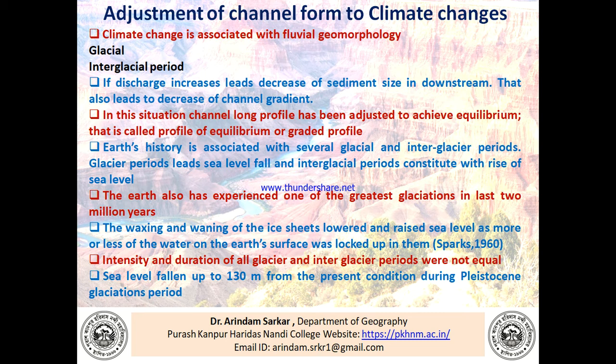Earth history is associated with several glacial and interglacial periods. Glacial periods lead to sea level fall and interglacial periods are associated with the rise of sea level. The Earth has also experienced one of the greatest glaciations in the last 2 million years. The waxing and waning of ice sheets lowered and raised sea level as more or less water on the Earth's surface was locked up in them. The intensity and duration of all glacial and interglacial periods were not equal. Sea level fell up to 130 meters from the present condition during the Pleistocene glaciation period.